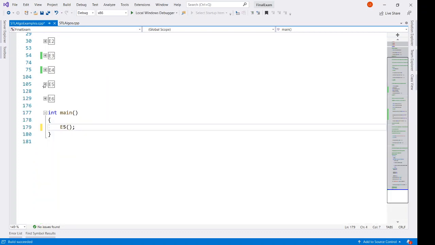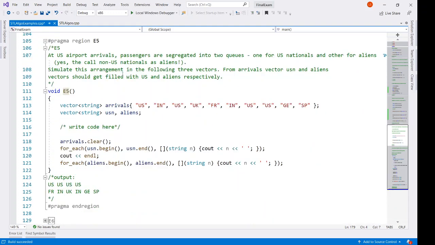Let's change it right away. Okay, what is our example 5? It says, at US airport arrivals, passengers are segregated into two queues, one for US nationals and other for aliens. Yes, they call non-US nationals aliens. Simulate this arrangement in the following three vectors. From arrivals vector, USN and aliens vectors should get filled with US and aliens respectively.